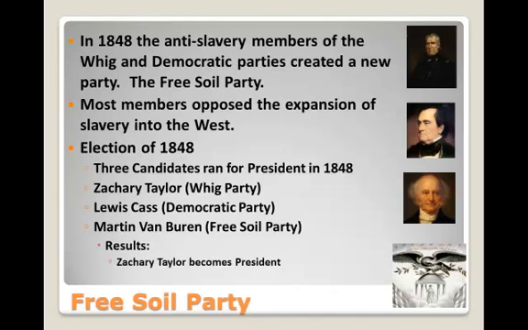The results of the election were that Zachary Taylor became the new president, so the Whigs retained control of the presidency. And 13 Free Soil members won congressional seats. That showed that there was a lot of support for stopping the movement of slavery.